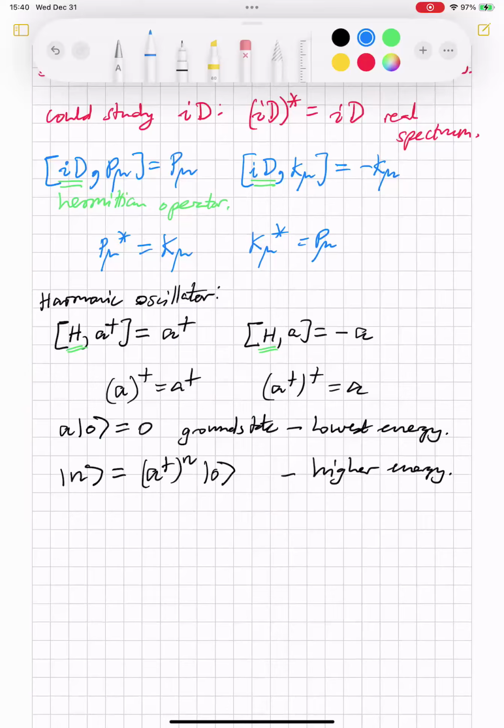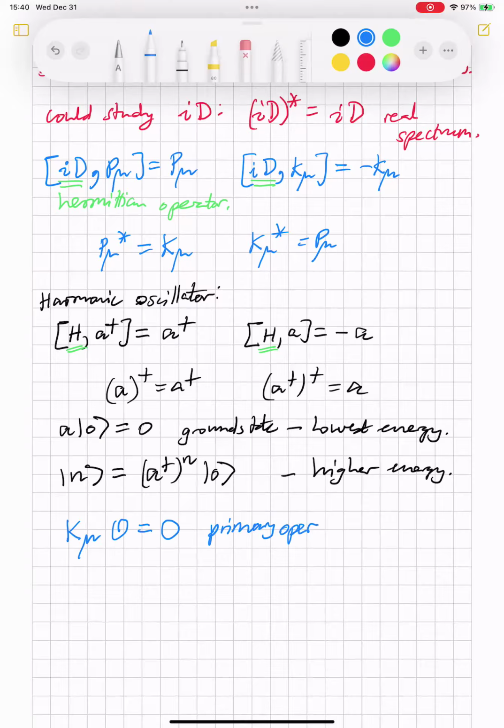We take K mu. So K mu is the special conformal generator. It plays the role of the lowering operator. We allow K mu to act on O, and we look for solutions to K mu on O is equal to naught. We don't call these ground states anymore. We call them primary operators.